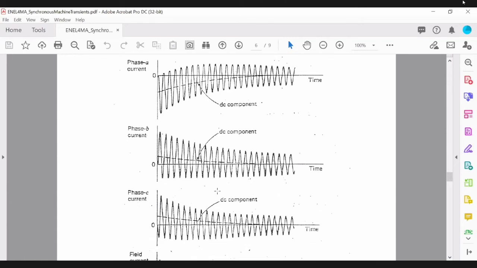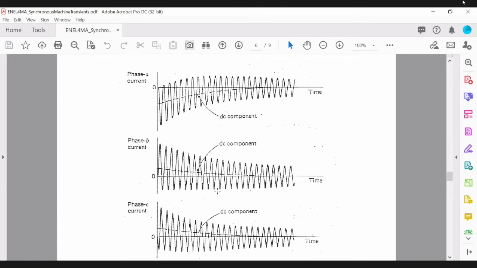As you can see here, if you look at the response of the armature current with time when the fault was applied, you can see that it's basically rising and reaching a certain steady state. So phase A was in its negative cycle. Phase B was basically just starting its positive cycle, and phase C was just about to reach its peak, and then it was going into the positive cycle.